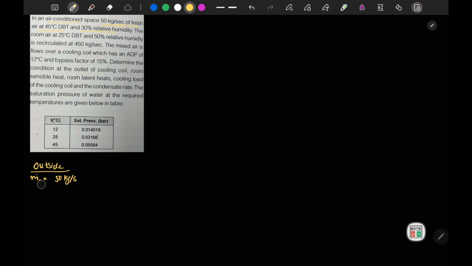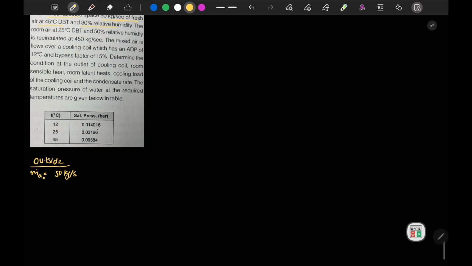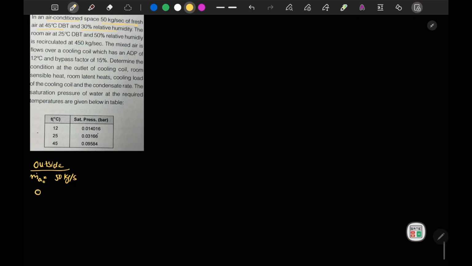Okay, and one more thing, this MA naught should be written as MAO, because it is the mass of air. And it is given that phi naught is equal to 30% at 45 degrees Celsius.